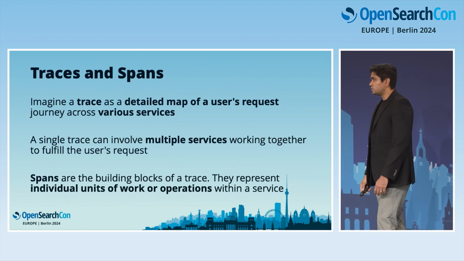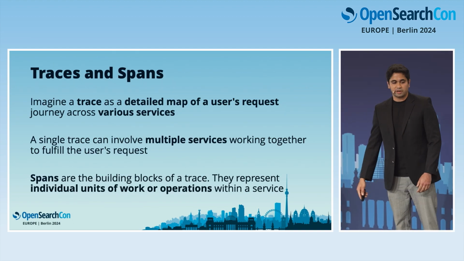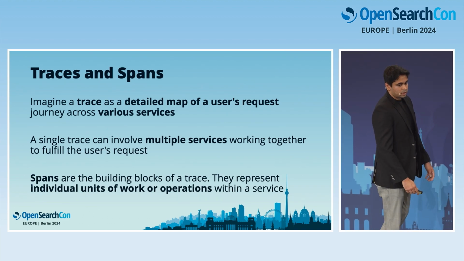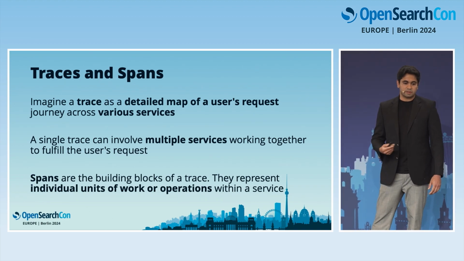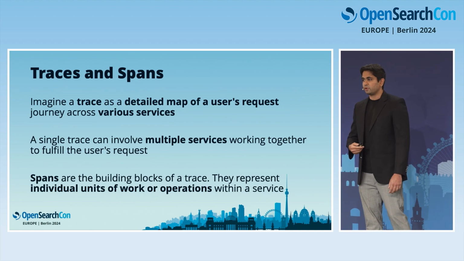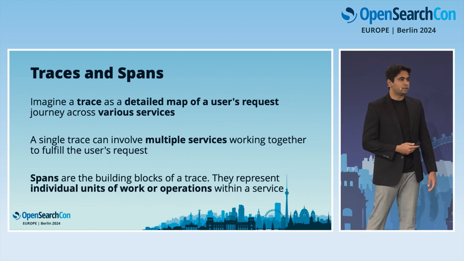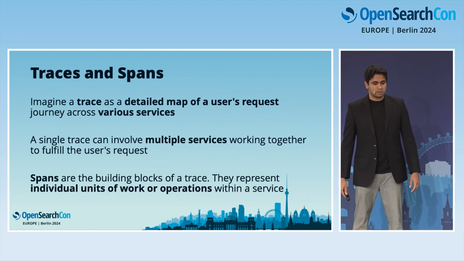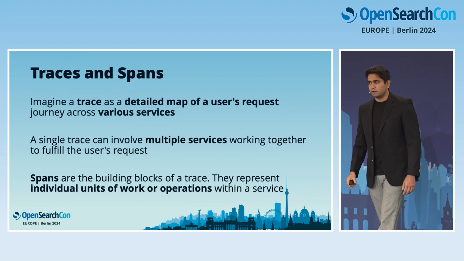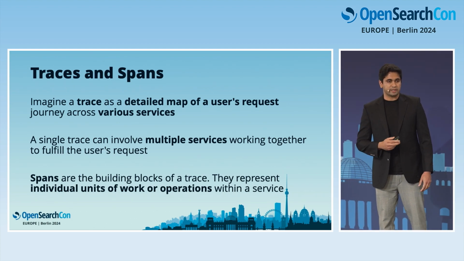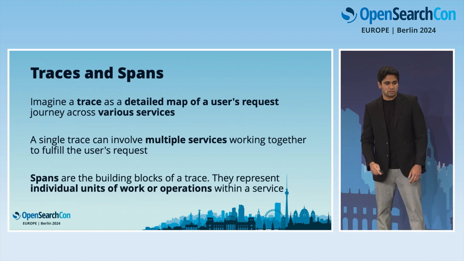The two components of distributed tracing are traces and spans. A trace, you can imagine, is kind of a detailed map of a user's request or journey across various services. And spans are the individual units of work; a trace can form multiple spans.